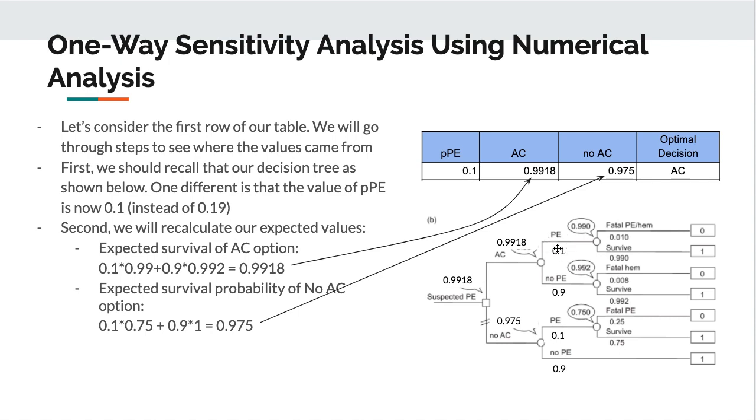So we plug the value of the PPE right here. We can calculate the value of no PE to be 0.9 because the summation equals 1. Similarly, we have the PPE 0.1 and no PE 0.9 right here. The rest of the parameters are going to be the same because we consider only one-way sensitivity analysis, so we're going to change only one variable.